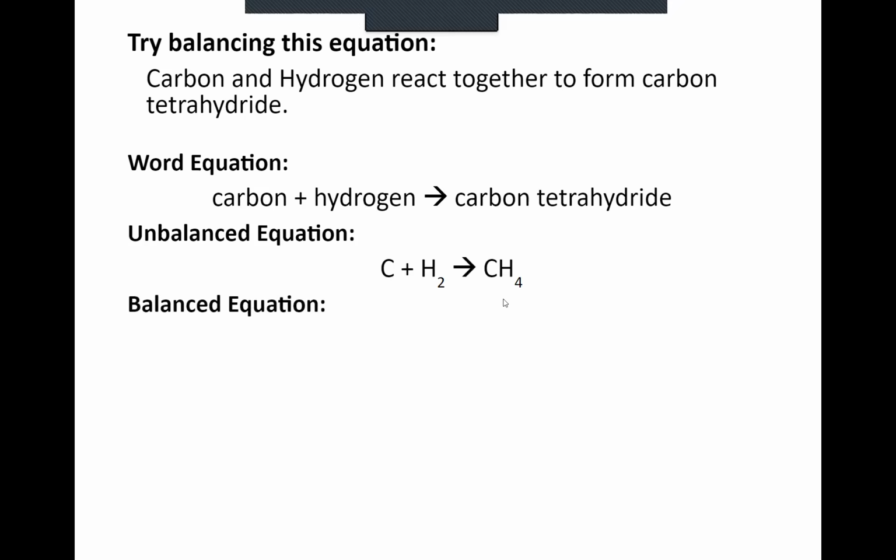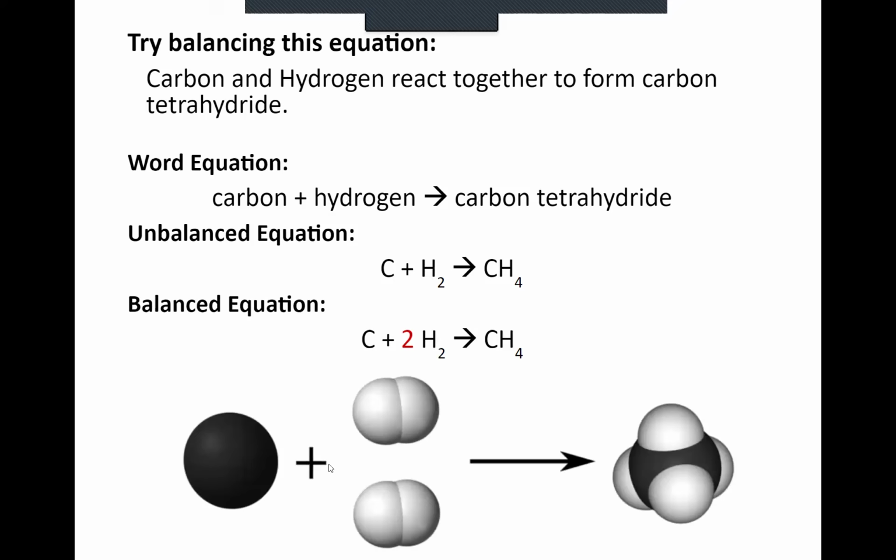Now, that equation is not balanced. There's only 2 hydrogens on the left side, but there's 4 on the right. So we stick a coefficient 2, a big number 2 in front of the H2 to give us 4 hydrogens on the left side. You can also draw this out, which I think is really helpful. The black sphere represents carbon. The white spheres represent hydrogen. And if you were to count it up, you'd say, okay, there's 1 carbon and 4 hydrogens on the left side. And in one big molecule, 1 carbon and 4 hydrogens on the right side.